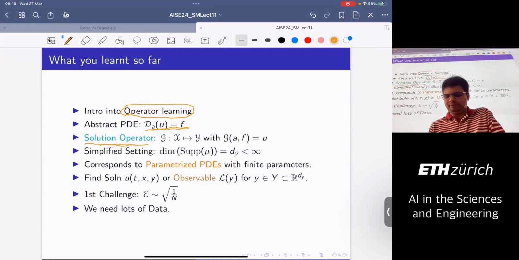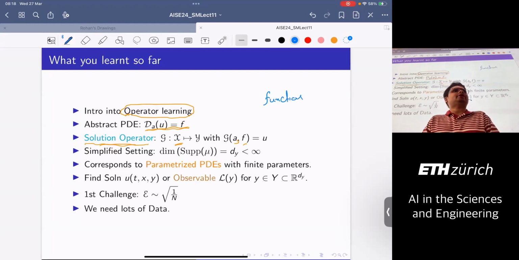And this is going to be a mapping between two function spaces. So it takes a function input, let's say A and F, from the space X, and it goes to a space Y, which is the solution. So the key here is everything is functions. So let's remember that we are dealing with functions and not with vectors.